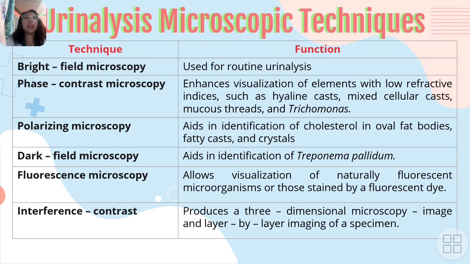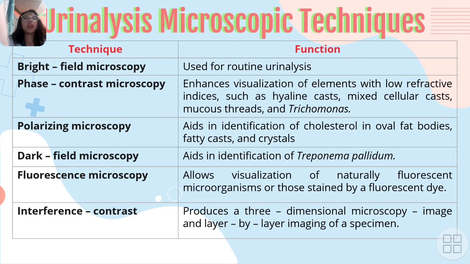Urinalysis microscopic techniques. Bright field microscopy is used for routine urinalysis. Phase contrast microscopy enhances visualization of elements with low refractive indices, such as hyaline casts, mixed cellular casts, mucus threads, and Trichomonas. Polarizing microscopy aids identification of cholesterol in oval fat bodies, fatty casts, and crystals. Dark field microscopy aids identification of Treponema pallidum.